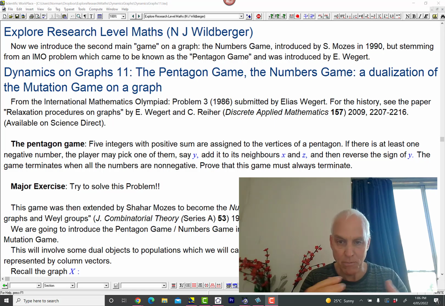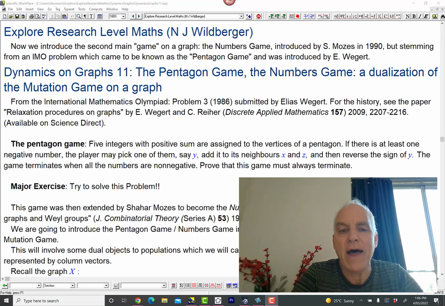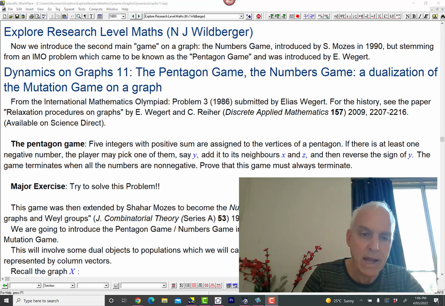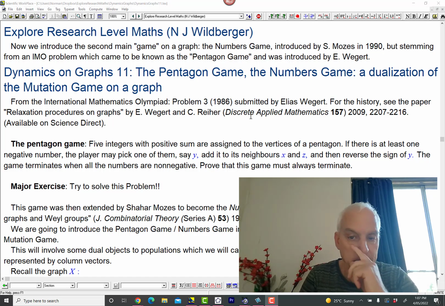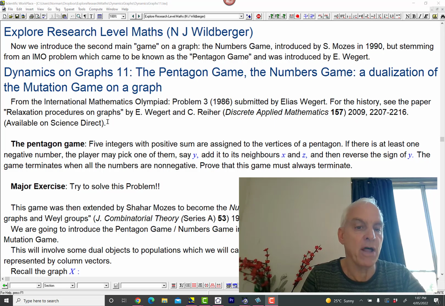And if you would like to know more about the story of how this problem generated a lot of interesting things, I highly recommend the paper Relaxation Procedures on Graphs by E. Weigert and C. Rayer, which appeared in Discrete Applied Maths in 2009. And it's available on Science Direct, so you can just download it directly.